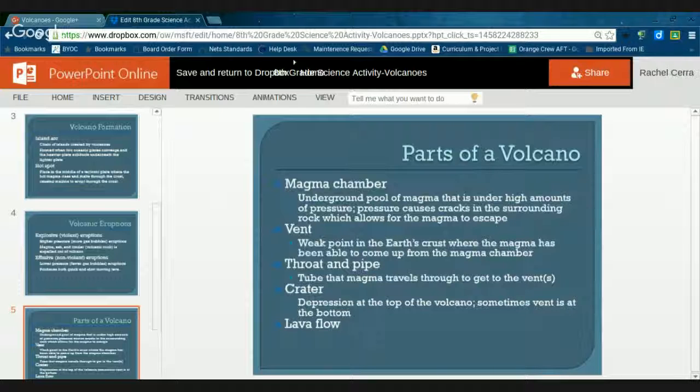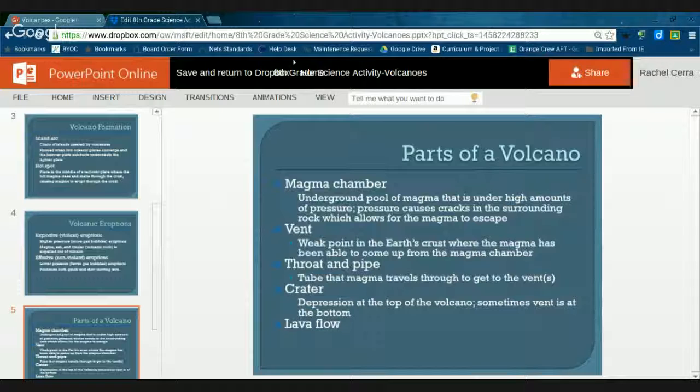The crater is the depression at the top of the volcano. Sometimes you have a crater, sometimes you don't. Usually you do. But basically what happens is, one of the first times it's able to push that magma up, everything kind of collapses back down into it, causing that crater. So sometimes the vent is at the bottom of your crater. Sometimes it's going to be more on the sides of your volcano.